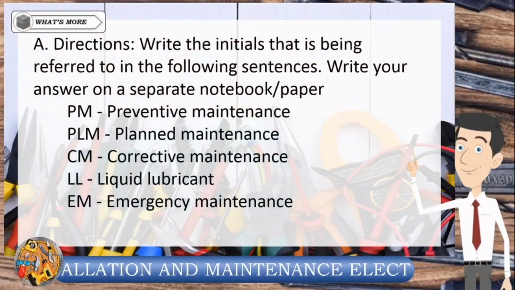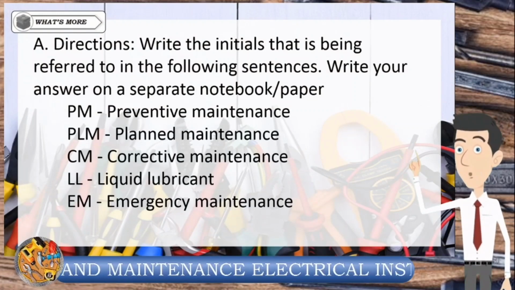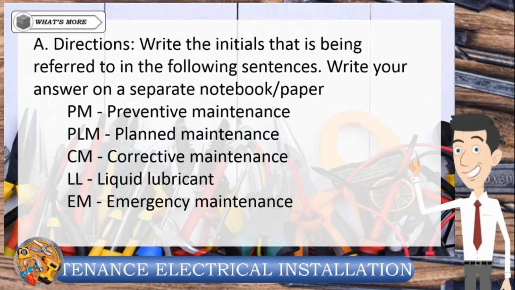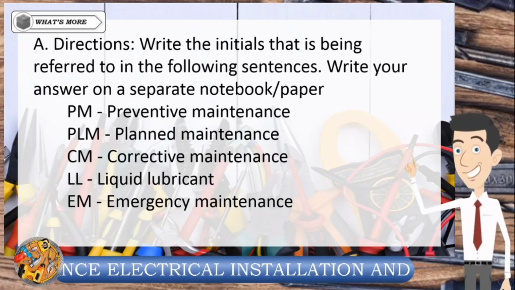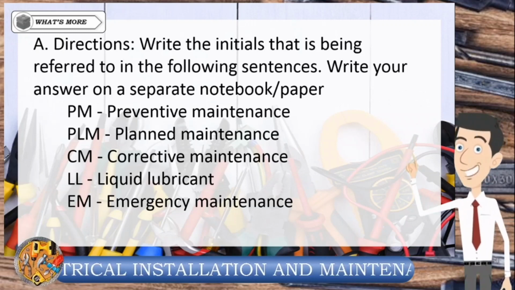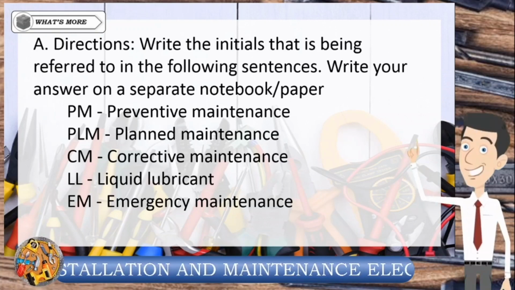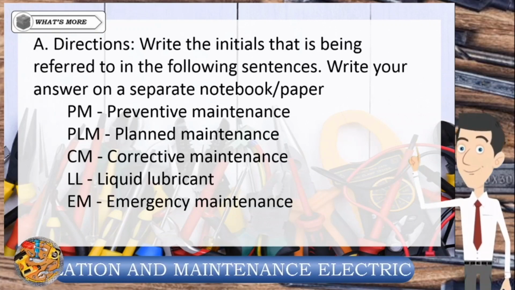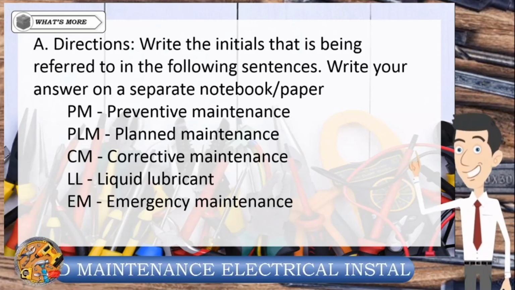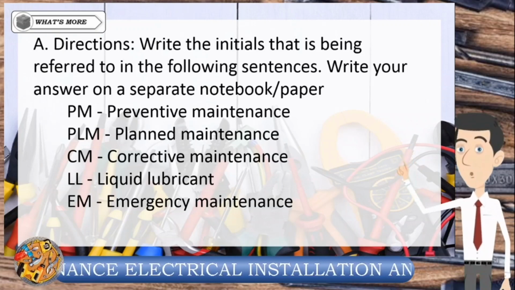Let's try this. What's more? Direction. Write the initial that is being referred to in the following sentence. Write your answer in a separate notebook or paper. We have PM for preventive maintenance. We have PLM for planned maintenance. We have CM for corrective maintenance. We have LL for liquid lubricant. And we have EM for emergency maintenance.